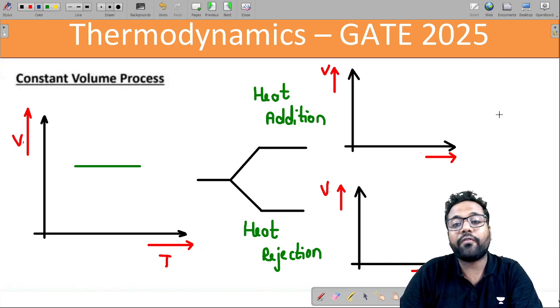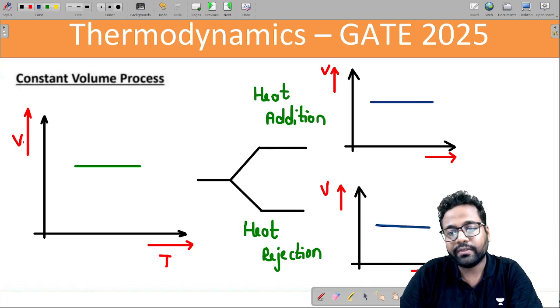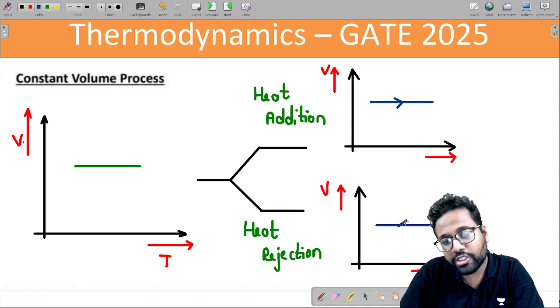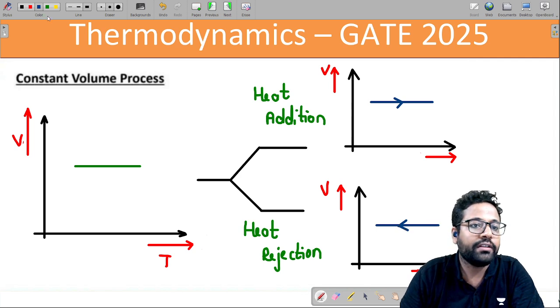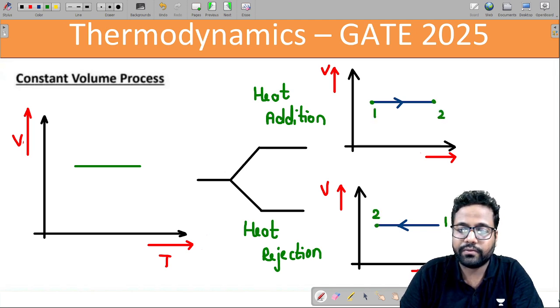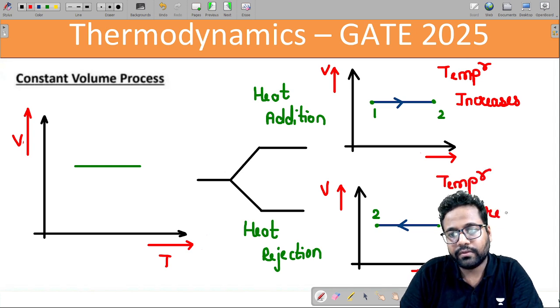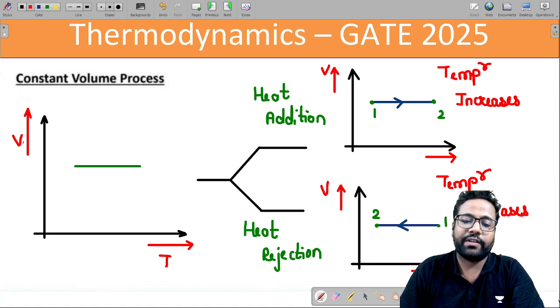Yes sir. And now for isochoric heat addition on the VT diagram, sir, the arrow will be pointing towards the right hand side because the temperature increases, and for constant volume heat rejection, the arrow will be pointing towards the left hand side. Sir, the temperature increases. And heat rejection में the temperature decreases.